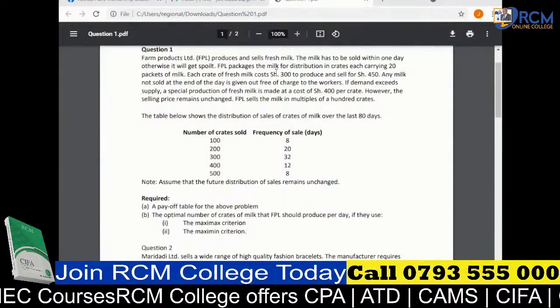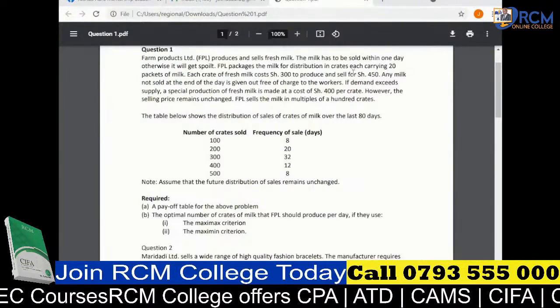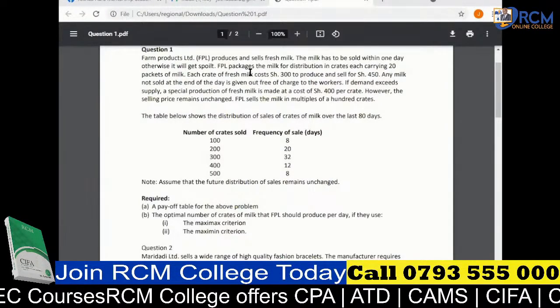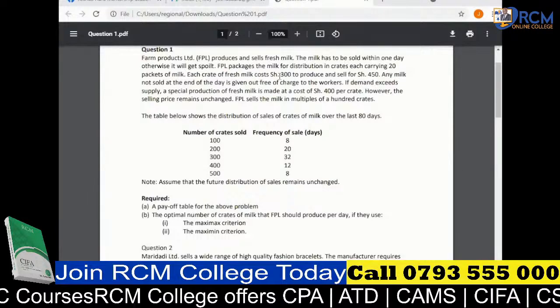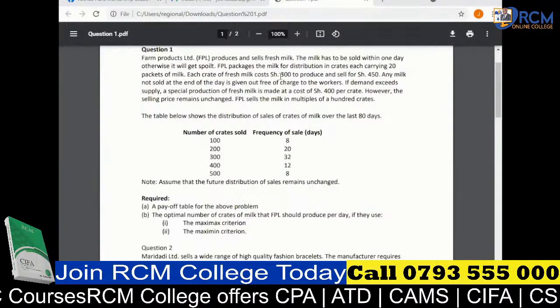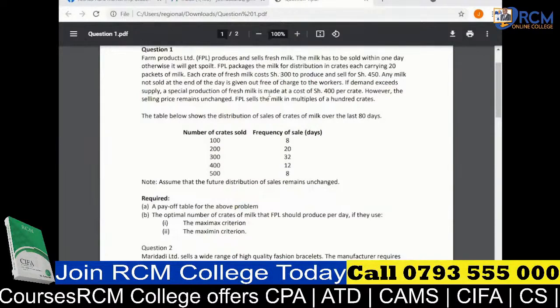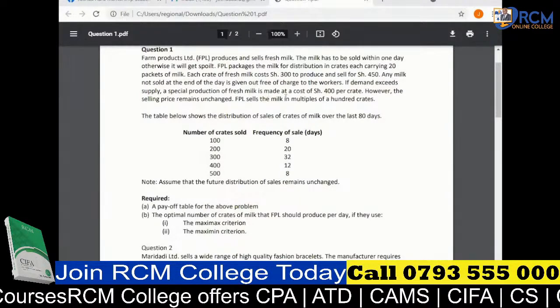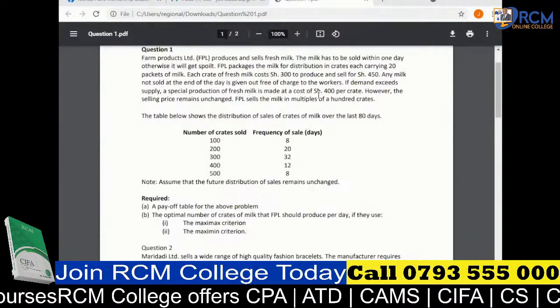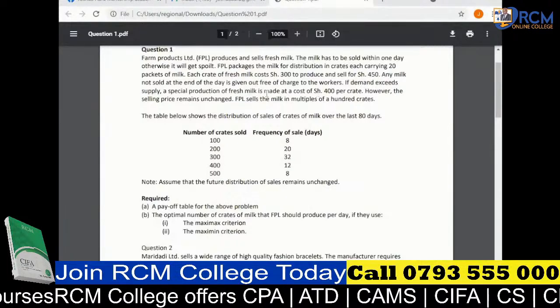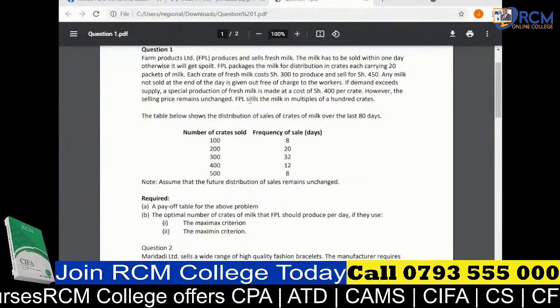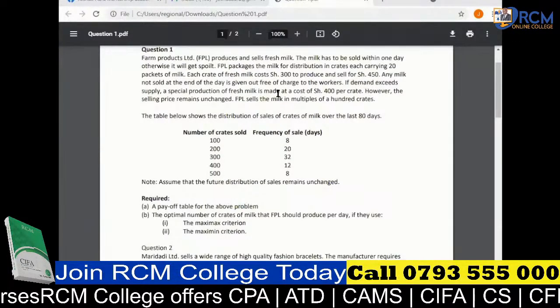FPL packages the milk for distribution in crates, each carrying 20 packets of milk. Each crate of fresh milk costs 300 to produce normally, and will sell for 450. Any milk not sold at the end of the day is given out free of charge to the workers. If demand exceeds supply, there is a special production of fresh milk at a cost of 400.